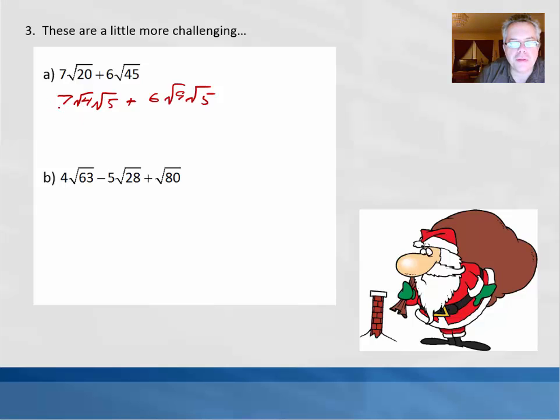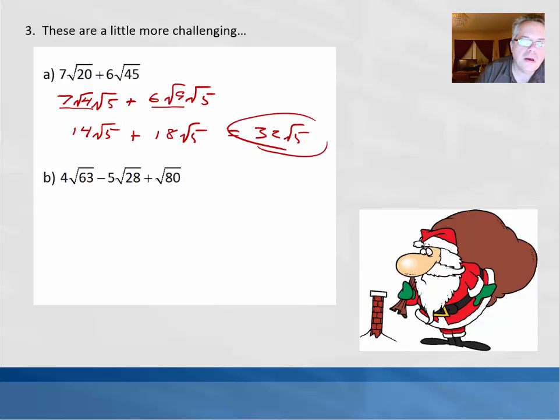Now I can simplify that part. 7 times square root of 4 is 7 times 2, which is 14 square root of 5. Plus, this part, 6 times square root of 9 is a whole number. It's 6 times 3, which is 18 times square root of 5. Okay, simplification is done. I can combine them. 14 plus 18 is 32 square root of 5.